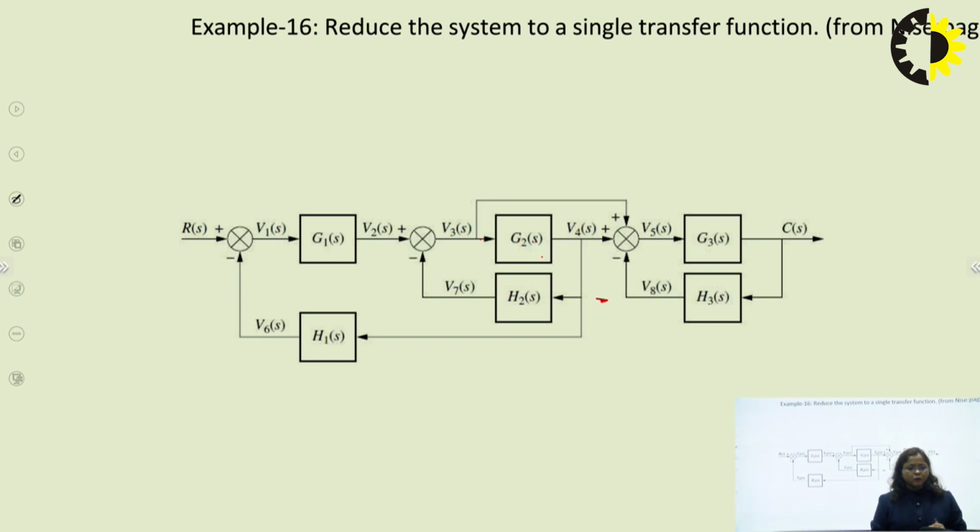That is, for takeoff point, if we have to move a takeoff point after a block, the feedback gain is divided by forward path transfer function. And if we have to take a takeoff point behind a block, the feedback gain is multiplied by forward path transfer function. And when 2 or more summing points are adjacent to each other, they can be simply interchanged. So these are the various rules using which we can simply reduce any block diagram to get an overall transfer function or to convert it into a single block.